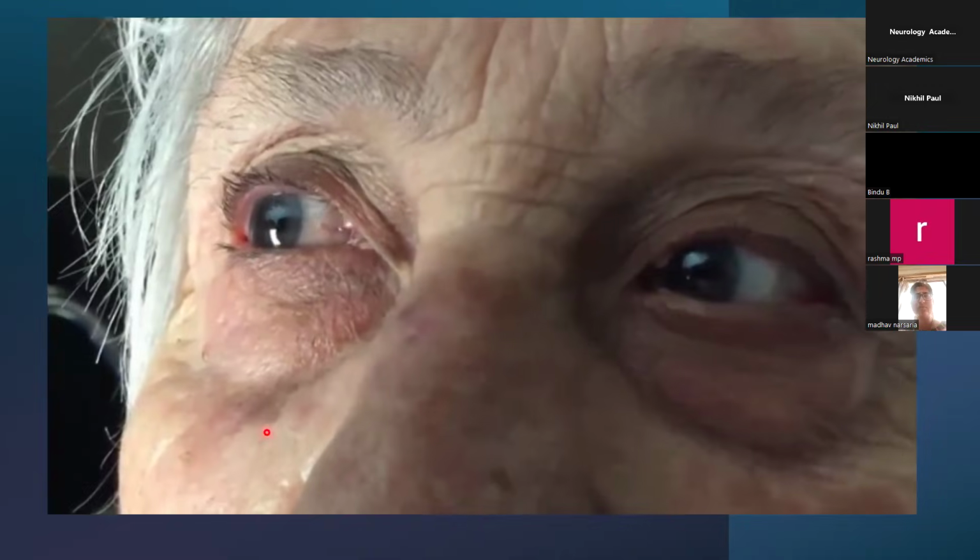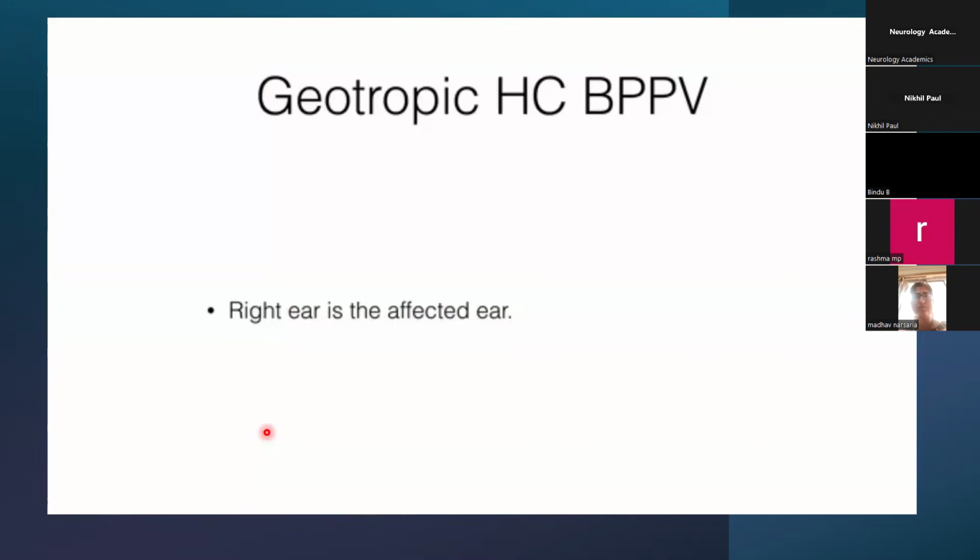Since that is complicated, I'll just show one more video. Just try to understand which side it is. In this lady, when we are turning to the left side, we see the fast component is towards the left side, and see the intensity of the nystagmus. It's a geotropic nystagmus. When we are turning her to the right side, again, we are seeing the geotropic nystagmus. It is more severe. So the right horizontal canal canalolithiasis is what's happening there. I hope that was clear for everyone.